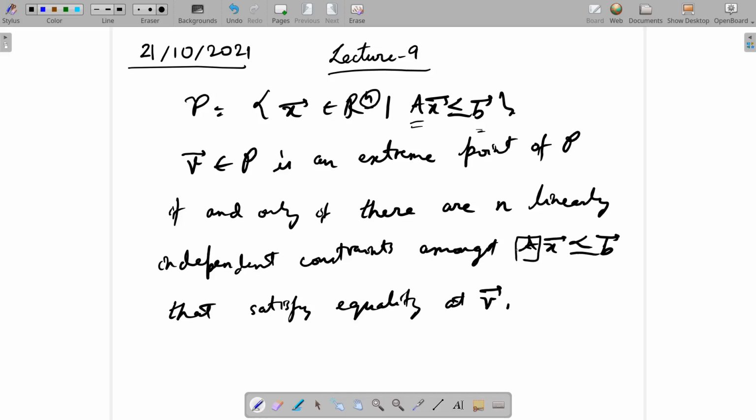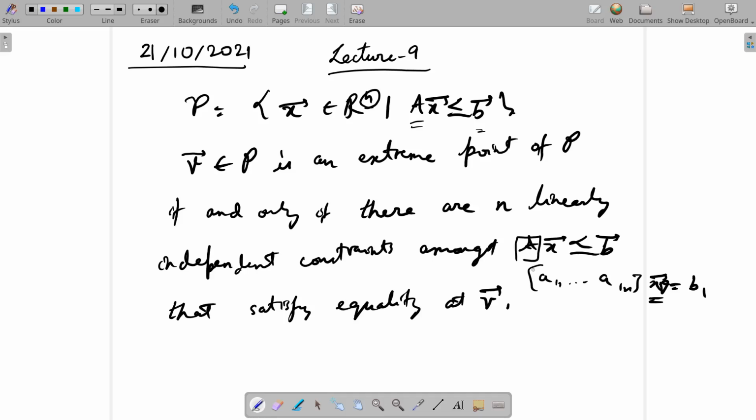And for each of them, let's say we are talking about the first row, then A11 all the way up to A1n acting on this column vector x is in fact equal to b1. In that case we say that this point V is satisfying equality for this constraint, or it's said to be tight at V. So this constraint is said to be tight at V. Just to clarify, this linear independence has nothing to do with b and this inequality whatsoever. It has to do with linear independence of rows of A.